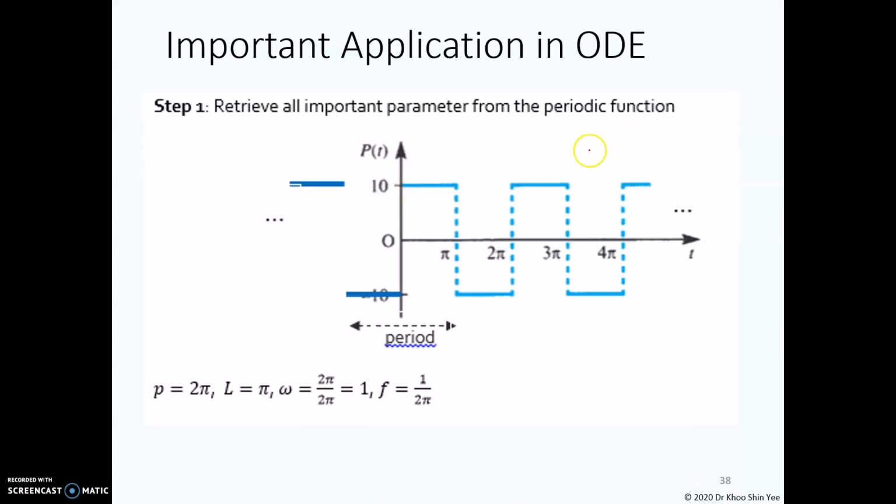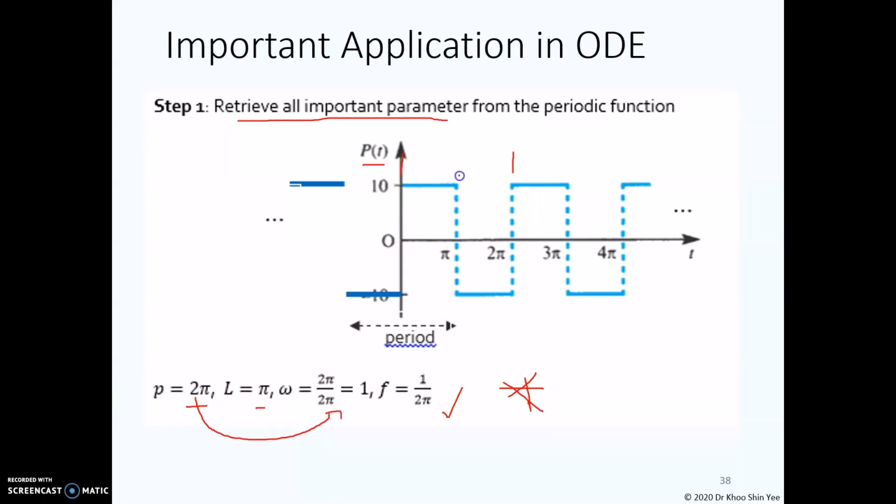To solve this problem, first of all, you need to convert the periodic force into the Fourier series format. So let's retrieve all the important parameters from this function. Previously we obtained the period equal to 2 pi. Therefore the half period is pi. So your omega is 2 pi over p. Substitute p inside, you obtain 1. And then your frequency is equal to 1 divided by p, which is 1 over 2 pi. So these are the important information that you should know.